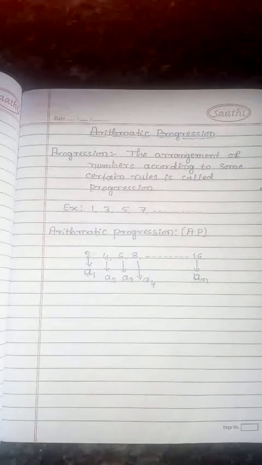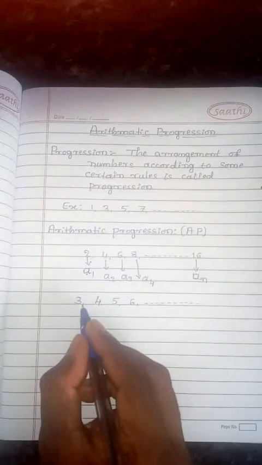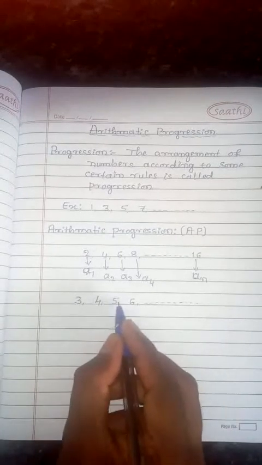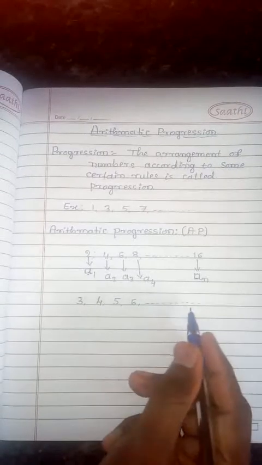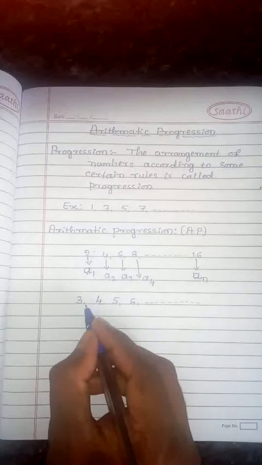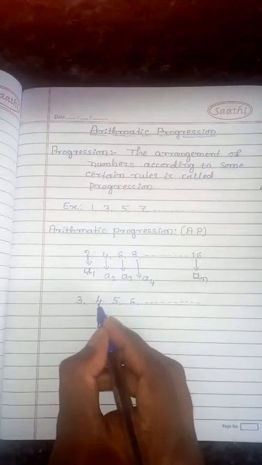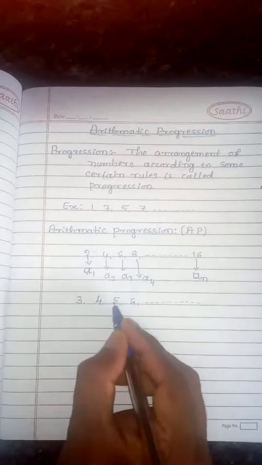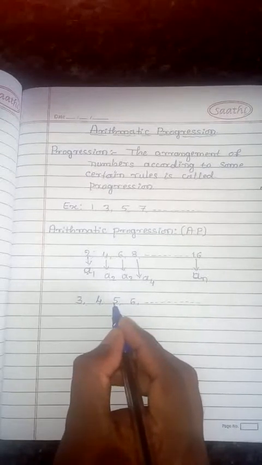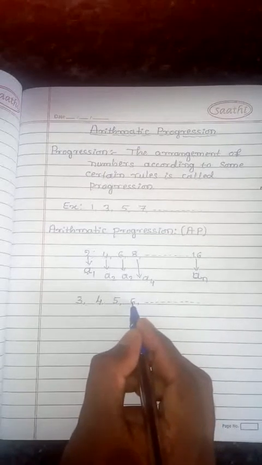Now consider another example: 3, 4, 5, 6 and so on. Here 3 is called the first term of the arithmetic progression, 4 is the second term, 5 is the third term, and 6 is the fourth term.